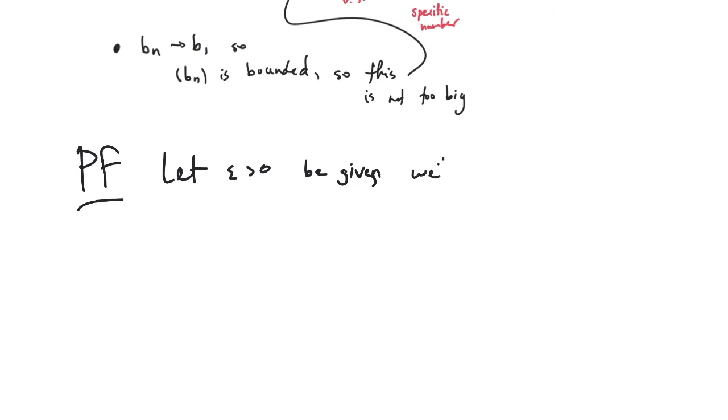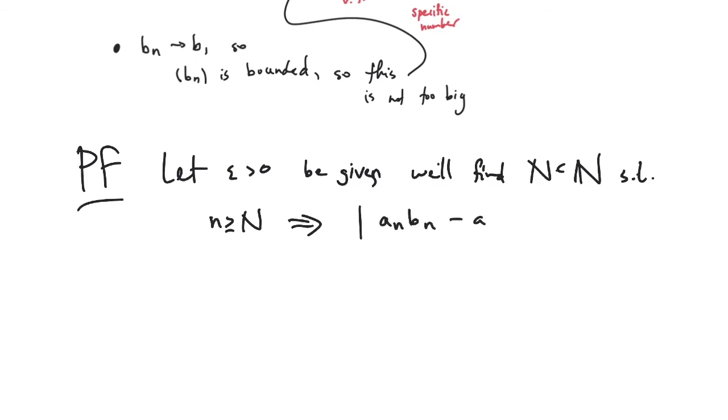And then we'll find N, a natural number, such that little n greater than or equal to big N implies... Remember, what we're trying to show converges is an bn, and it converges to ab. So this is what we need to be less than epsilon. All right.